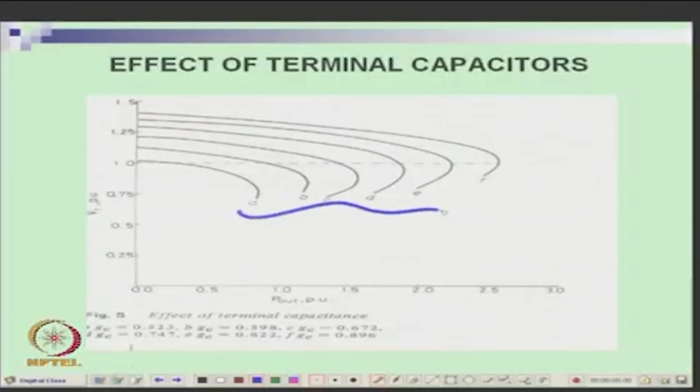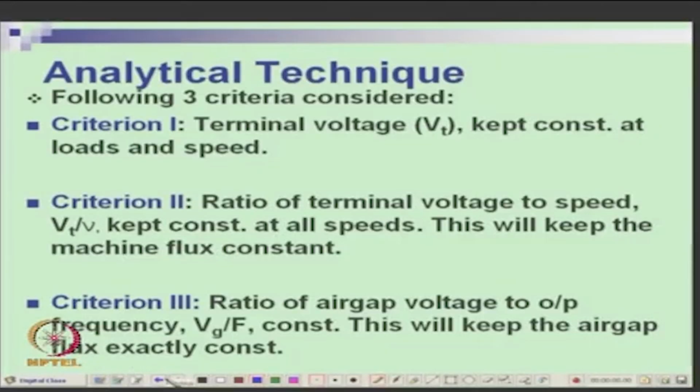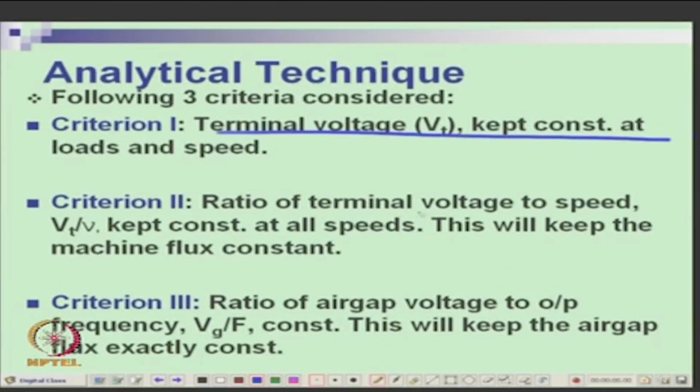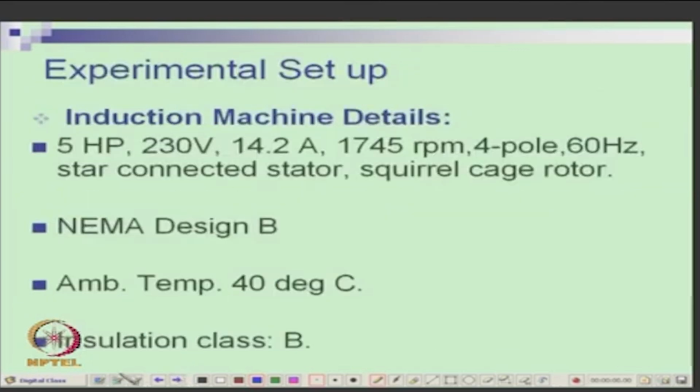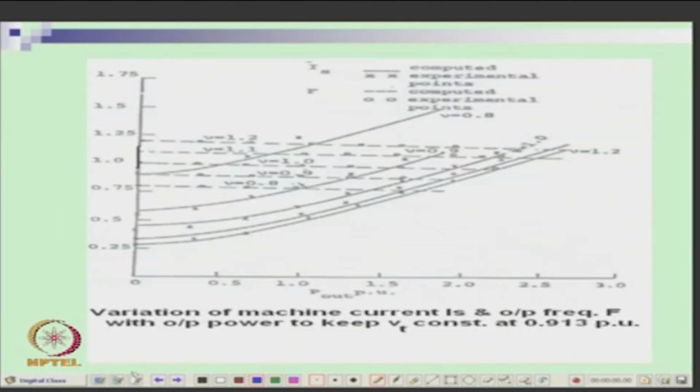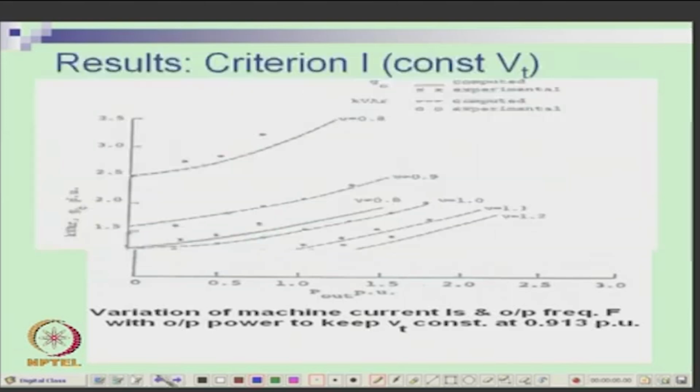This is the effect of terminal capacitor, and you can have different criteria. One is you want to maintain Vt constant at loads, or you can have voltage to speed constant, you want to have flux constant or Vg by F constant. So, depending upon this you must develop a var control. So, basically these are all the different methods in which you can have a var control. So, this was for one of the machines, some studies were made.